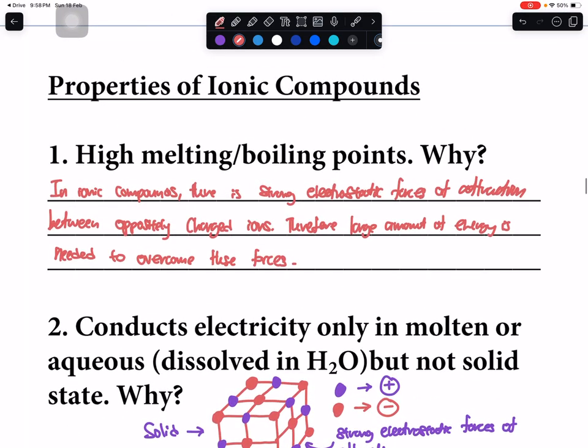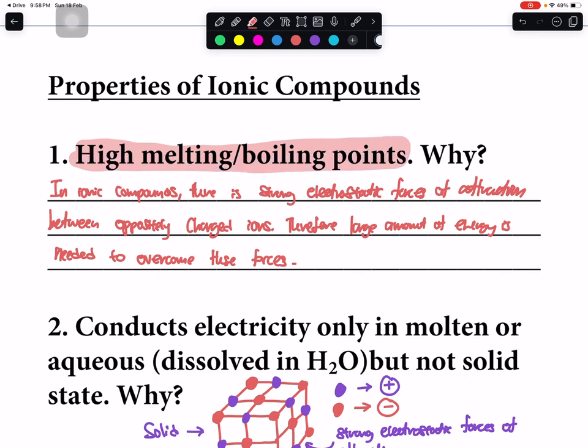Okay, students, let's come to the properties of ionic compounds. Regardless of whether it's ionic or covalent, there are always two things we like to talk about: their melting and boiling point, and also their ability to conduct electricity. Let's focus on the first one. Ionic compounds tend to have high melting and boiling points.